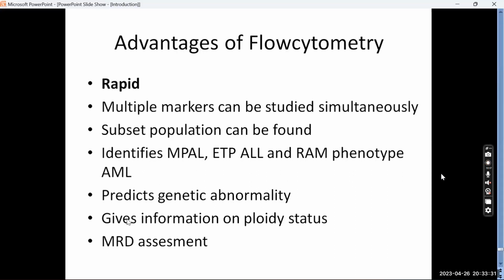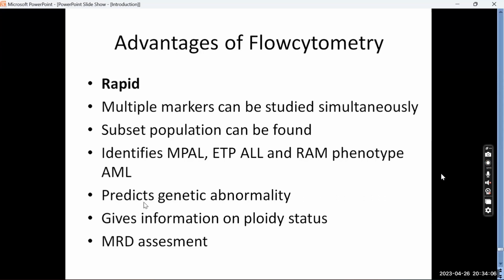Of course, FISH can identify a tumor when it is greater than 1%, but flow can identify even smaller populations than that. It can identify MPAL, that is mixed phenotype acute leukemia. It can identify ETP-ALL, which has a very poor prognosis. It can identify RAM phenotype AML, which again has a very poor prognosis. These diagnoses can be made only by flow, and you need flow to make them. As I said, it predicts genetic abnormality, gives information on ploidy status, and is very useful in MRD assessment.